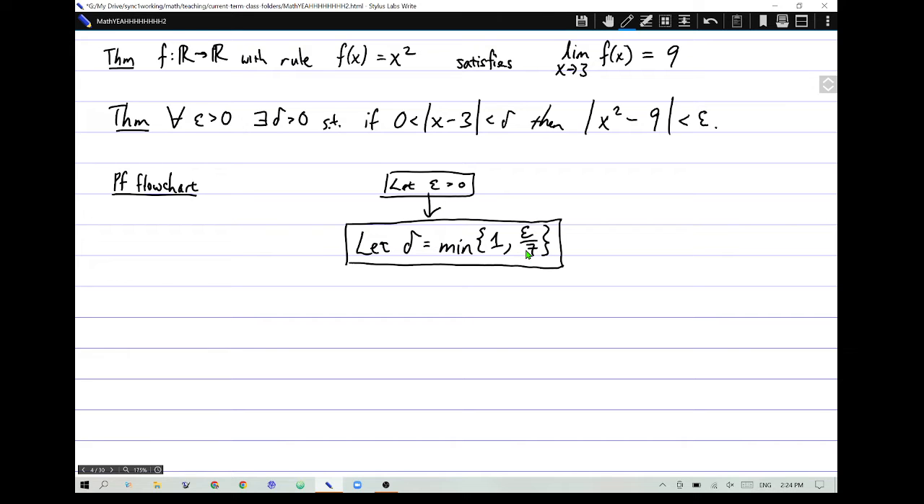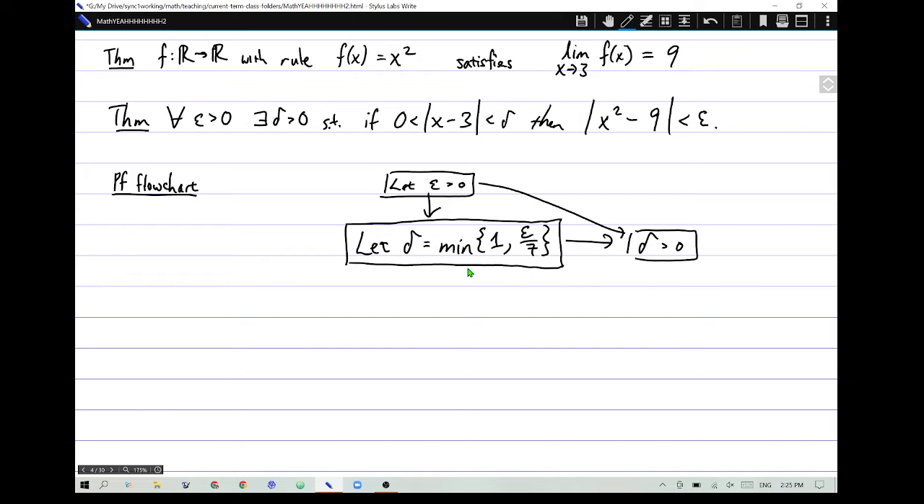So the two things together: 1 is greater than 0. Epsilon over 7 is greater than 0 because epsilon is greater than 0. So these two things together lead to delta is greater than 0. Of course, that was one of the requirements. If you need it, there exists delta greater than 0.